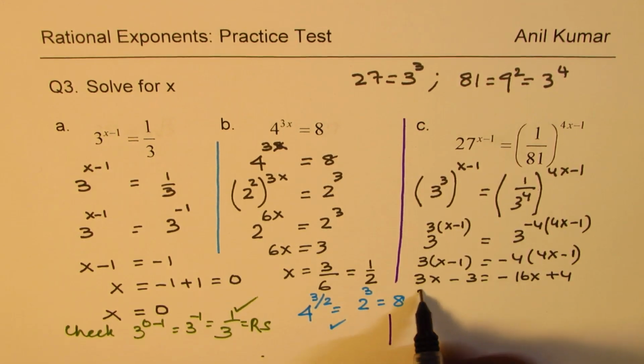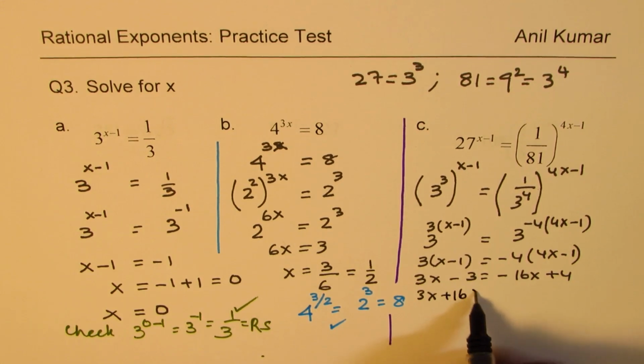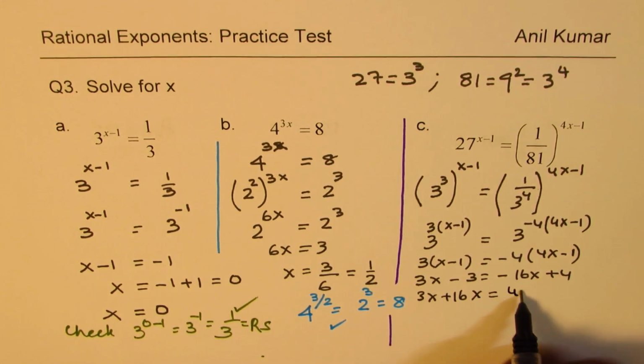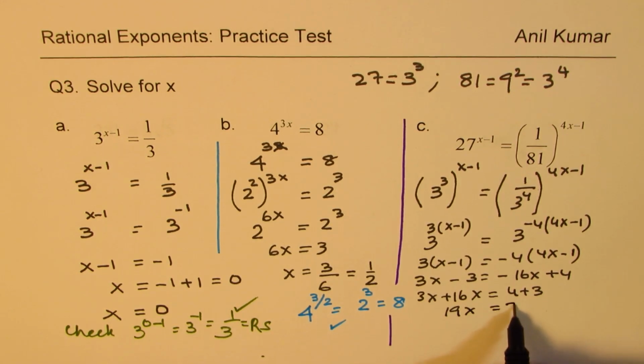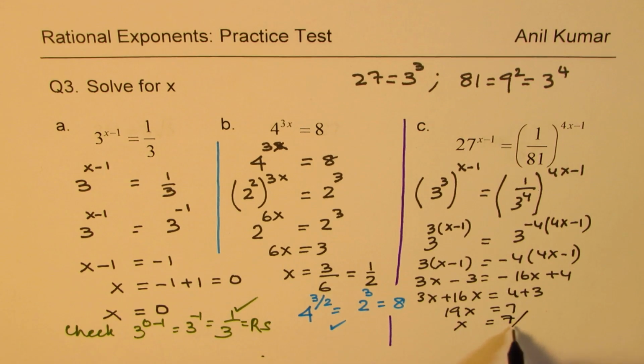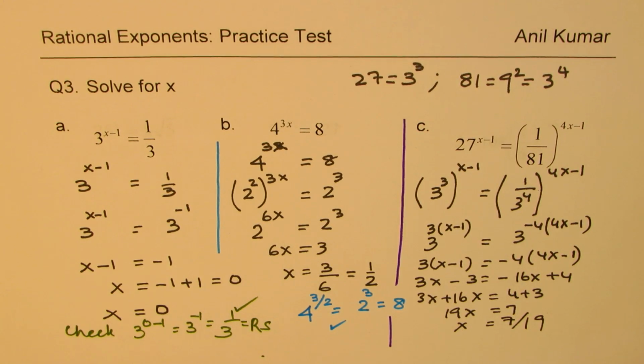Bringing x together, we get 3x plus 16x equals 4 plus 3, which is 7. And this is 19x equals 7. So x is equal to 7 over 19. So that becomes our answer: x equals 7 over 19.